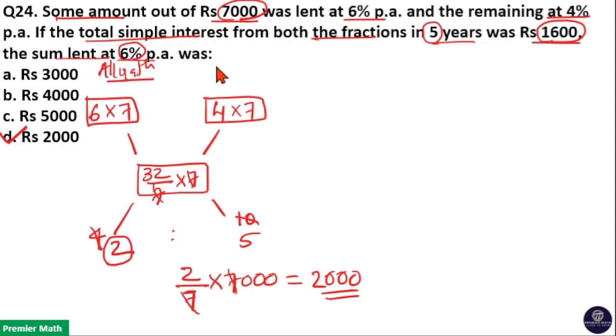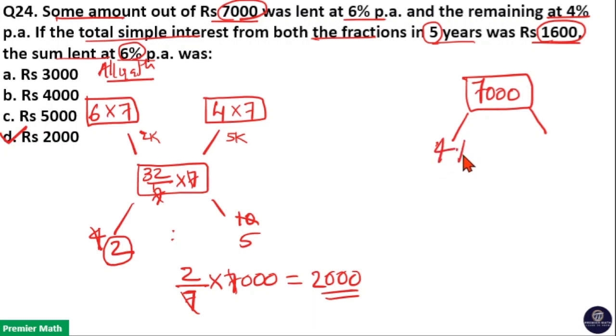Then total sum is 7,000, means this is 2k and this is 5k. So total sum is 2 plus 5, 7k. Now if you want to do it in a different method, here the sum lent at 6% and 4% total is 7,000. Now one part lent at 6% and the other part lent at 4%.